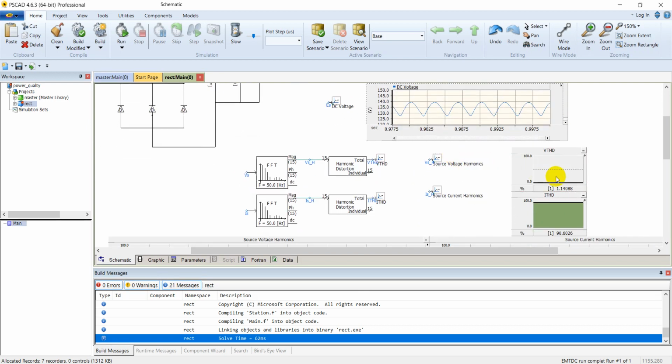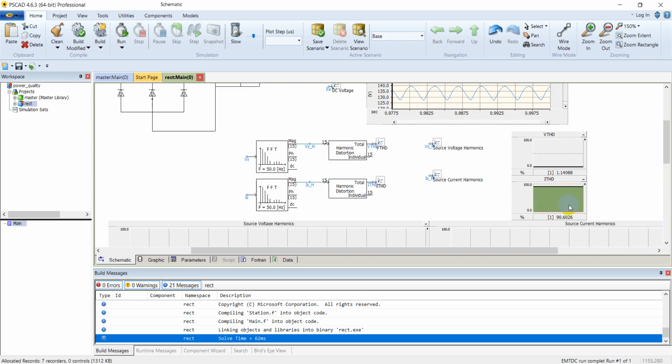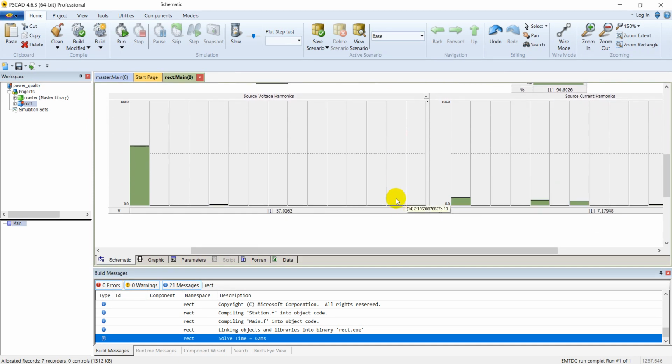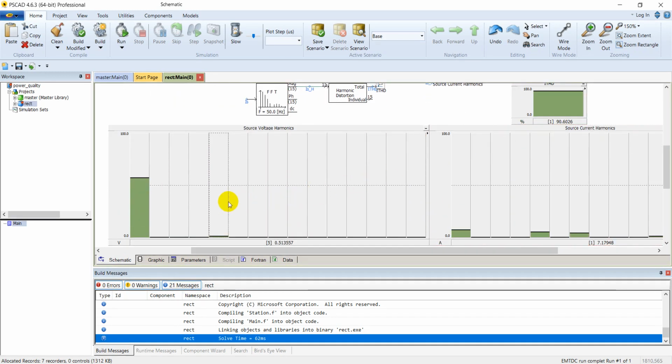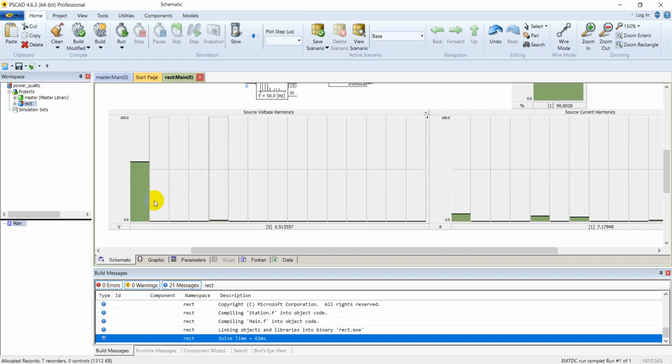And you see here the THD in voltage is 1.14%, and there is a very high THD in source current. It's 90%. You can see the harmonics here in the source voltage. The fundamental is the highest voltage, and there comes the fifth harmonic. It's a few millivolts, but it's creating a THD of 1%. The total 31 harmonics we have plotted here.